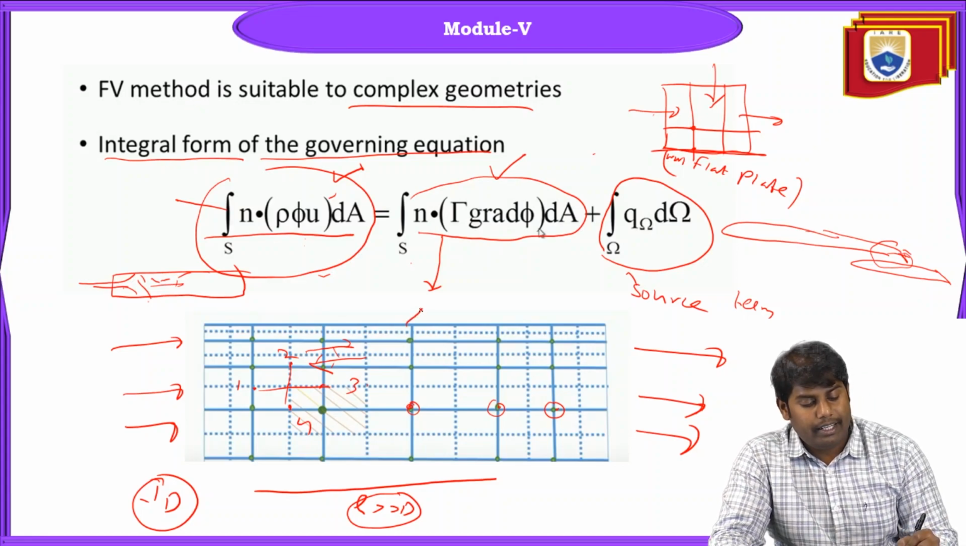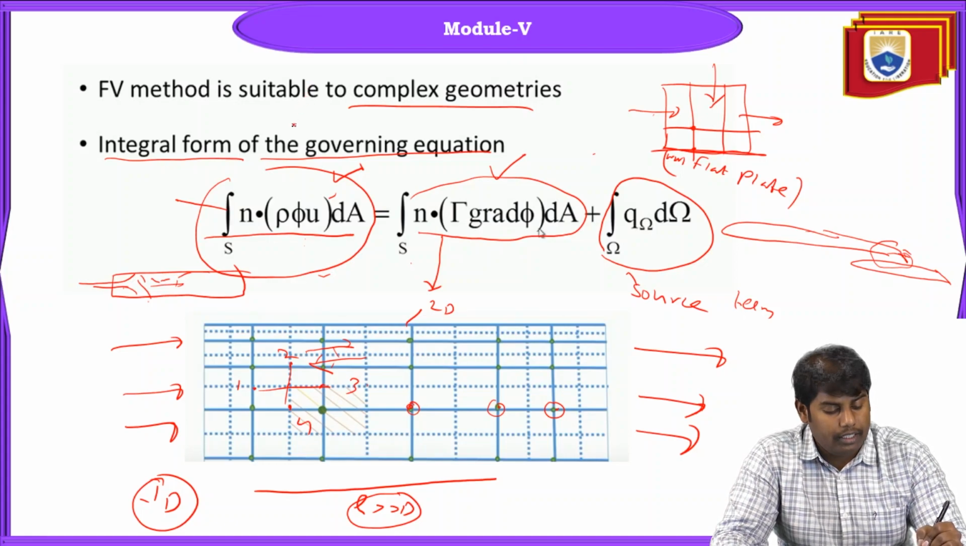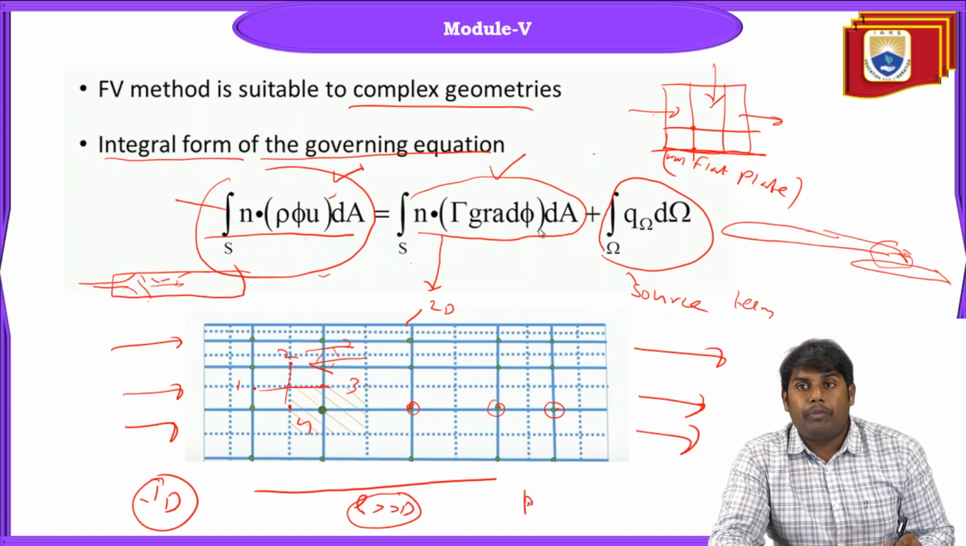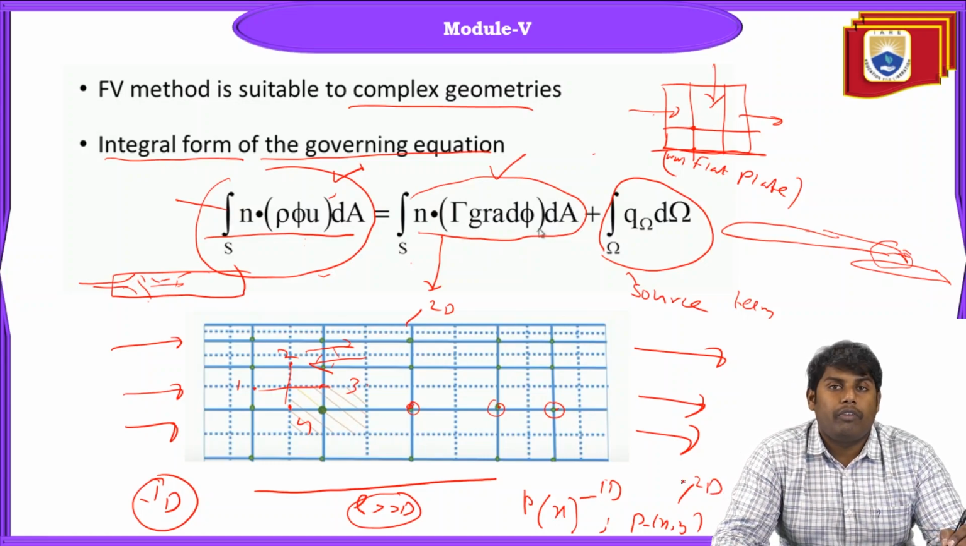This is taken as 2D, where along the z direction the dimension is negligible, and along the y and x axes you have a significant amount of change in dimensions. And already we have seen the flow variables. Let's say you have pressure. If it is p of x only, this is called 1D. Similarly, if you have p of x comma y, we can take it as 2D. If it is p of x comma y comma z, we can take it as 3D.